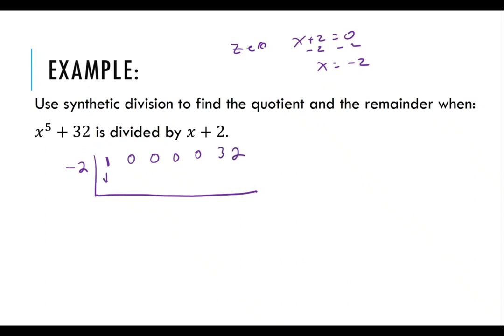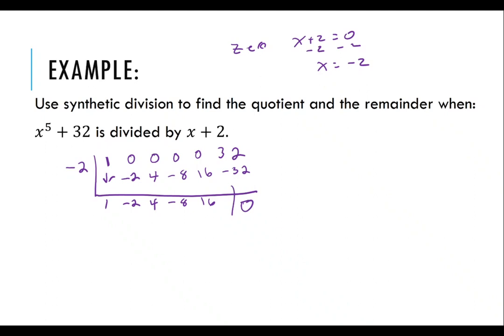Then synthetic division, bring down that leading coefficient, that's 1. Then multiply, negative 2 times 1 is negative 2. Add down, that gives me negative 2. Multiply, that's positive 4. Add down, that's 4. Multiply, that's negative 8. Add down, that's negative 8. Multiply, that's positive 16. Add down, that's 16. Multiply, that's negative 32. Add down, I get 0.